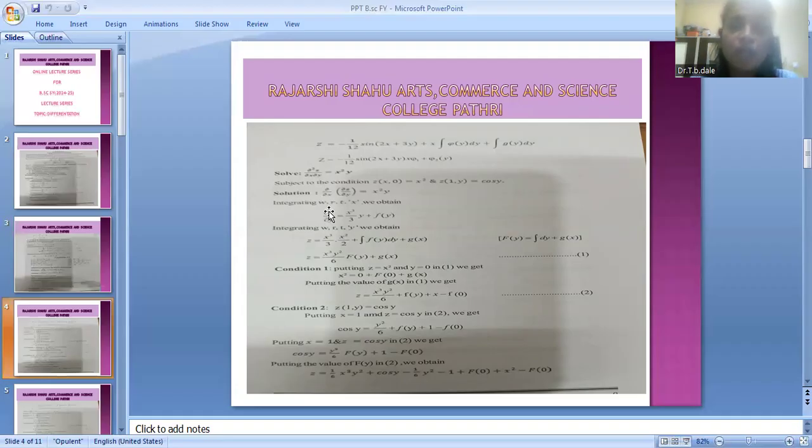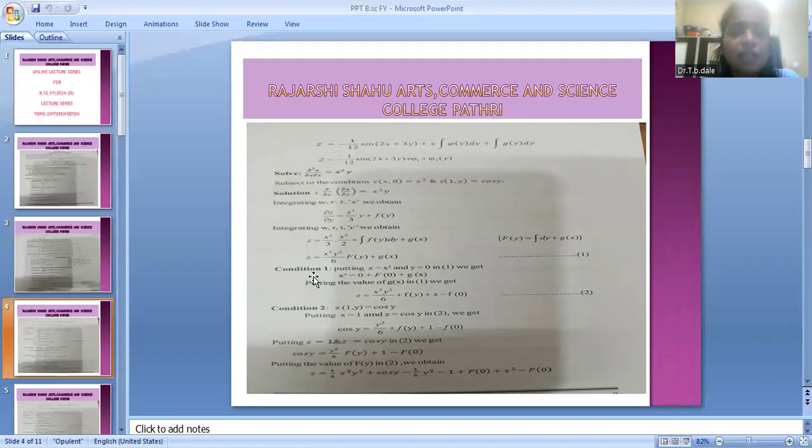Integrating with respect to x, we obtain ∂z/∂y = x³/3 + y + f(y). Integrating with respect to y, we obtain z = x³/3 · y²/2 + ∫f(y)dy + g(x). Here we put F(y) = ∫f(y)dy. That is, z = x³y²/6 + F(y) + g(x). This is equation number 1.